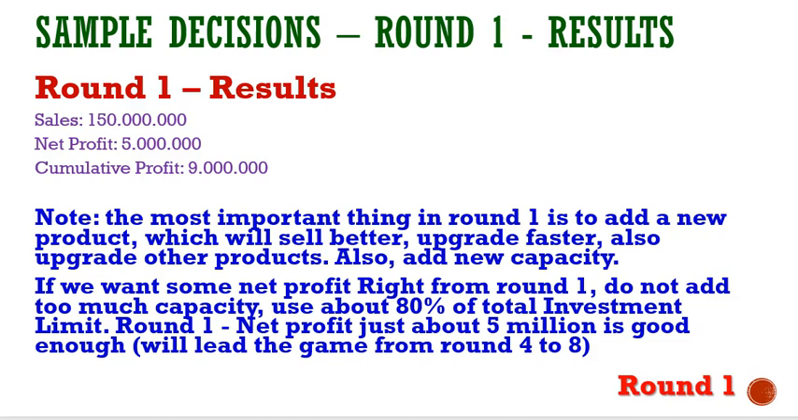If you want some net profit right from round 1, we do not add too much capacity because we get limited investment. So for round 1, net profit of around 1 or 2 or 3 million, or 5 million, is just good enough. We will get a dozen million net profit from round 4, maybe 100. As you can see at the beginning of this video, we get 98 or 150 million cash in hand.